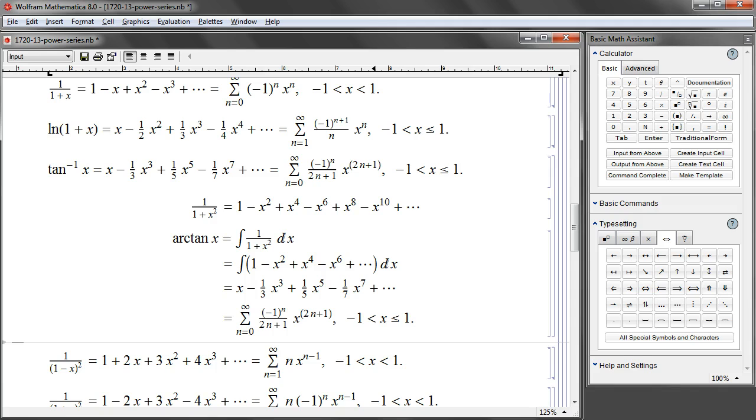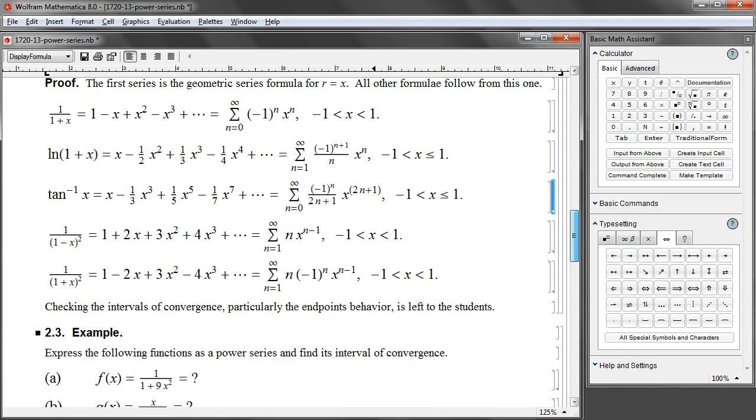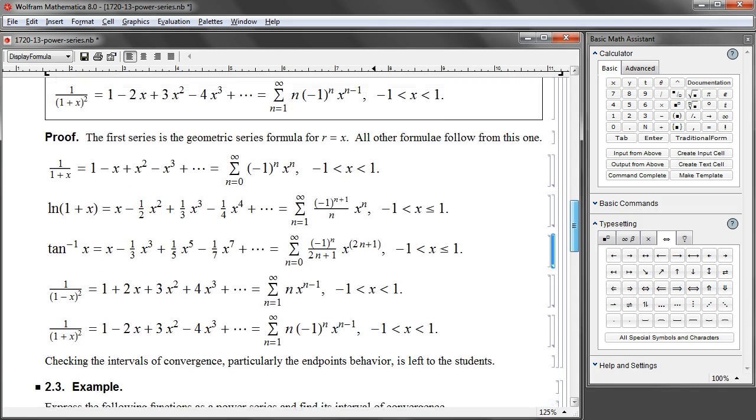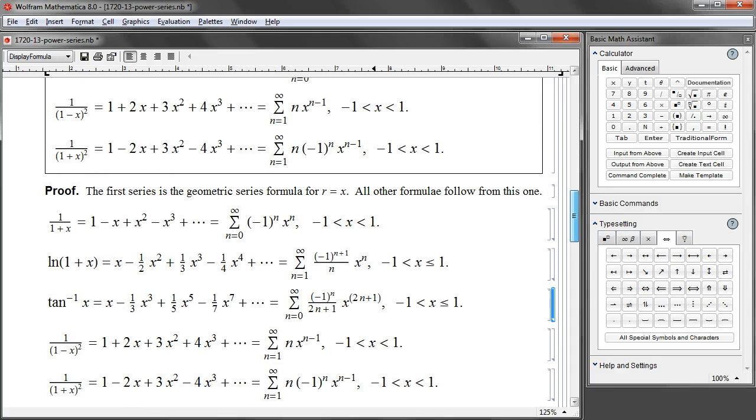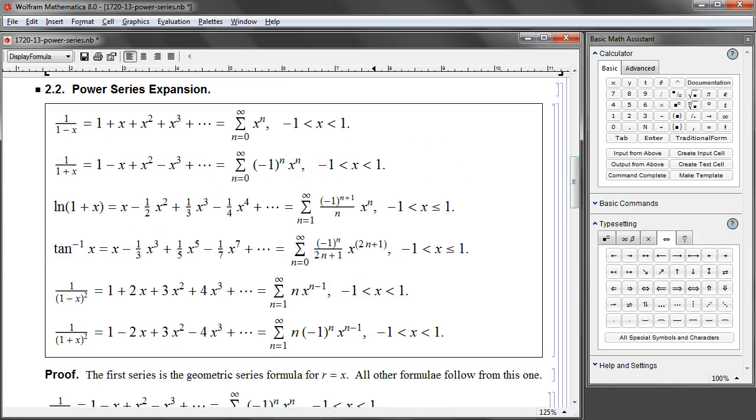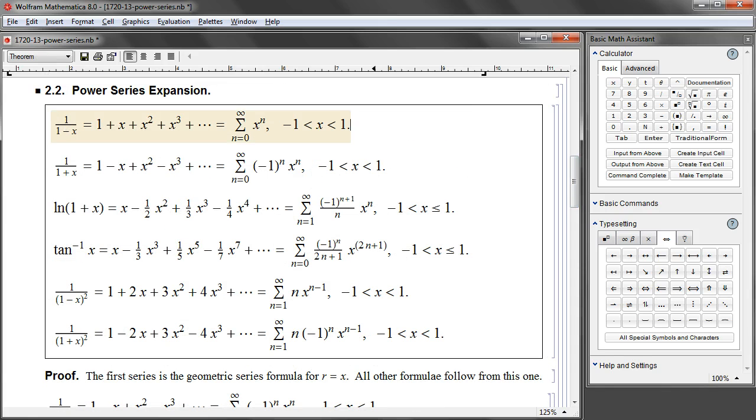Okay, we just went through a formula for arctangent. Now we have 2 more formulae to go, and these are both coming from derivatives. We begin with the original power series formula over here. 1 over 1 minus x is equal to 1 plus x plus x squared plus x cubed, and so on and so forth, and take the derivative.